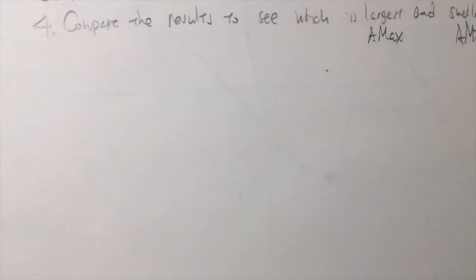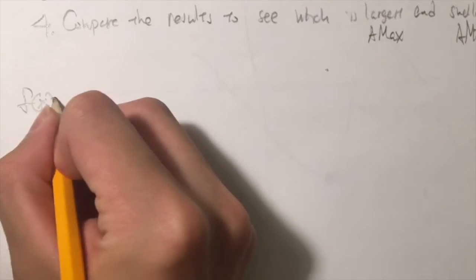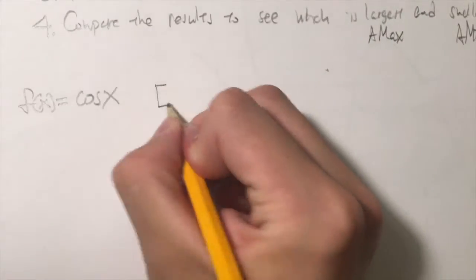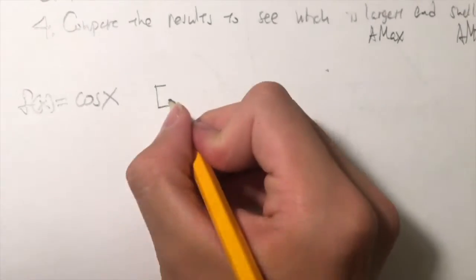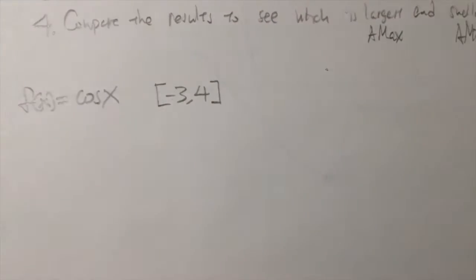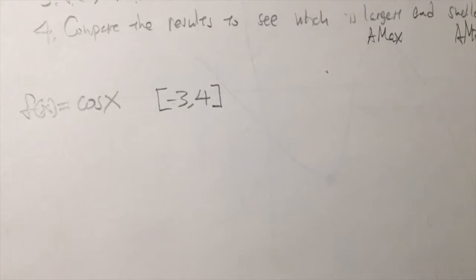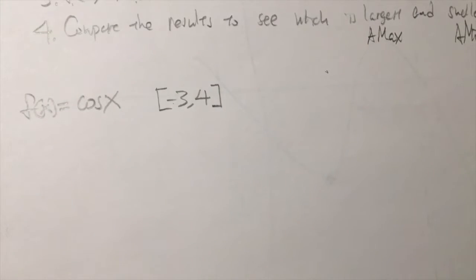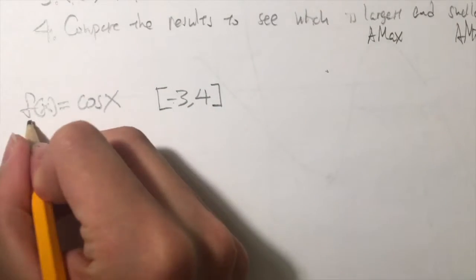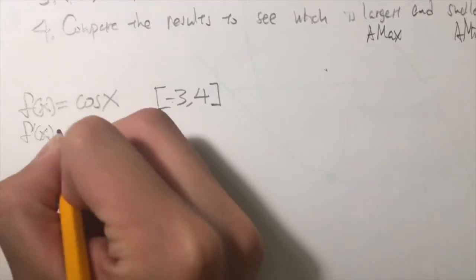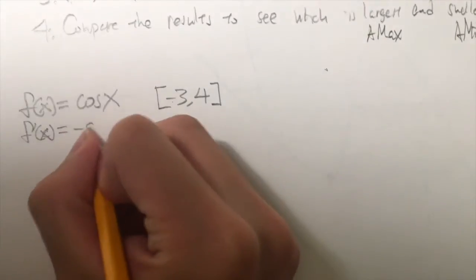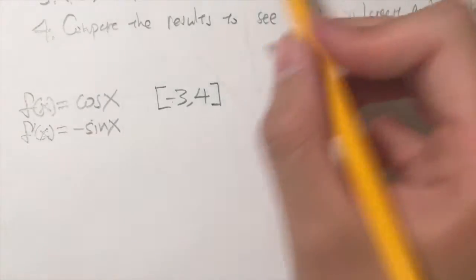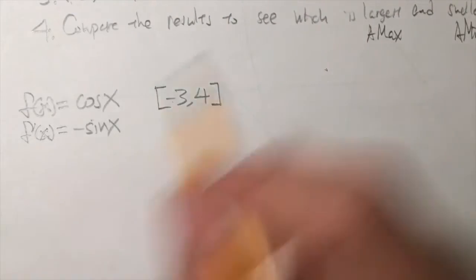Okay, so now let's look at an example. So we have the function f of x equals cosine of x, and we want to find the absolute maximum and minimums within the interval -3 and 4. So let's follow the steps. First we find the critical points, so let's look at the derivative of the function, which equals negative sine x.